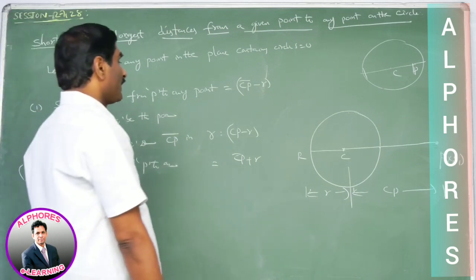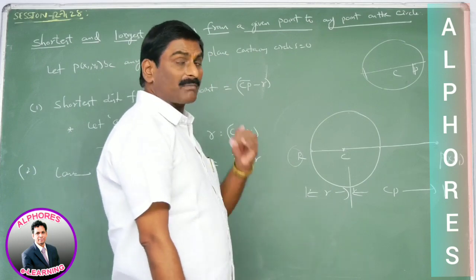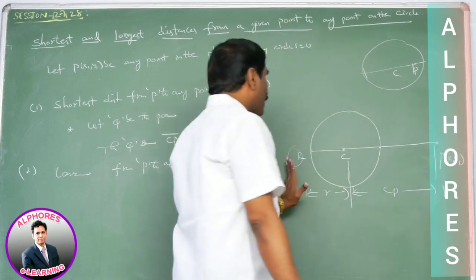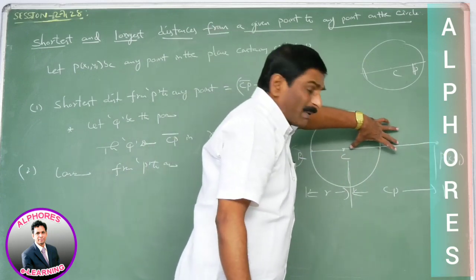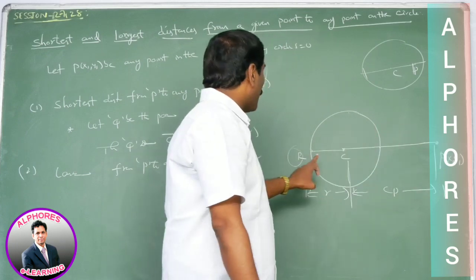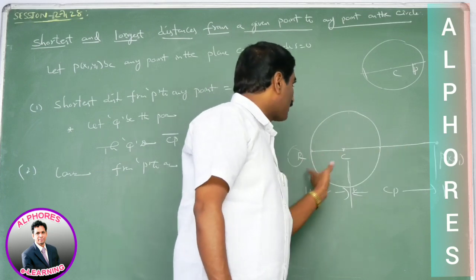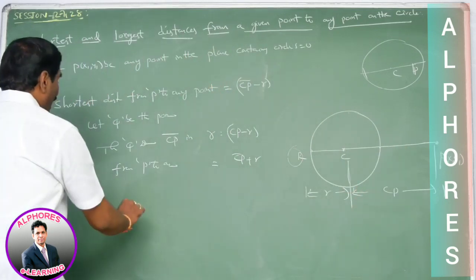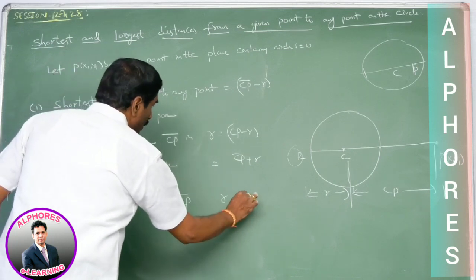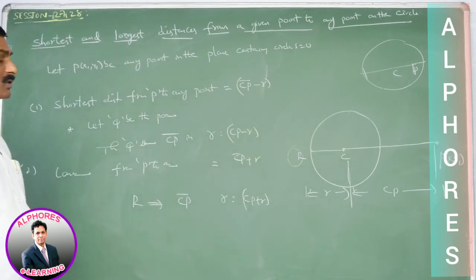In this case, let R be the required point on the circle for getting greatest length. R divides the line segment CP in which ratio? This is the CP. C is the center of the circle, minus g, minus f. P is the given point. The ratio CR is to PR. CR is nothing but r. PR is nothing but CP plus r. The point R divides the line segment CP in the ratio of r is to CP plus r externally. R divides CP externally. Please note this point.